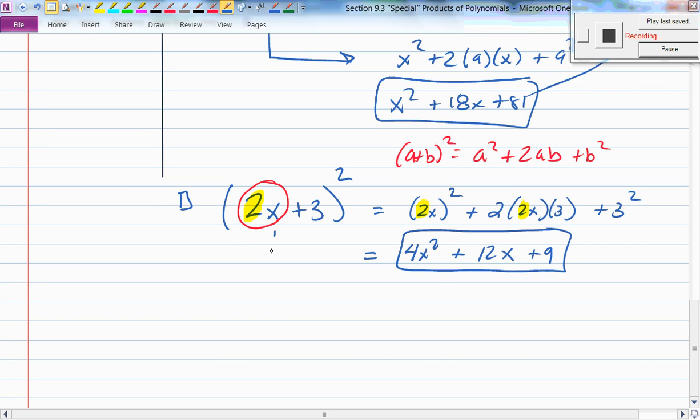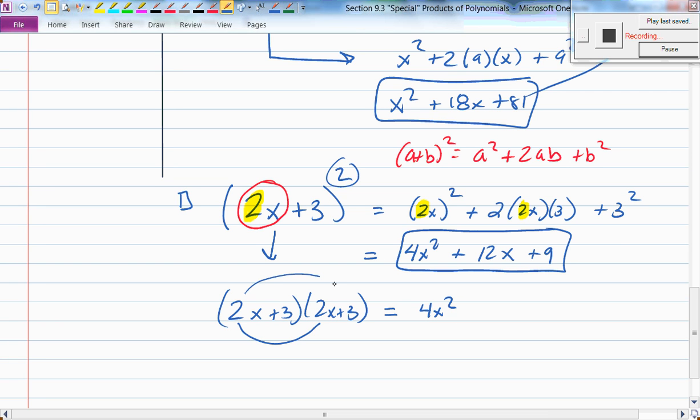Now, if you're not comfortable with that, and you just want to do 2x plus 3 times another 2x plus 3, because that's what the squared part means, and you use FOIL, notice you get 2x times 2x, that's your 4x squared. Then 2x times 3, that's your 6x. Another 2x times 3, that's another 6x. And finally, 3 times 3 is the 9. And those add together to give you the 12x.